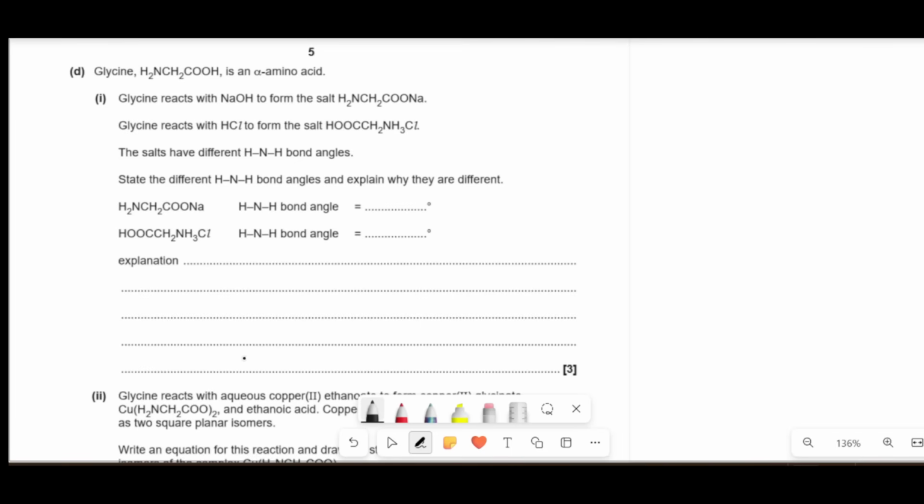So now it shows this, and it says glycine, H whatever, is an alpha amino acid. It reacts with this to form this. Glycine reacts with that to form that. The salts are derivative, and so on. State the different bond angles and why they're different. Okay, so let's have a look here then.